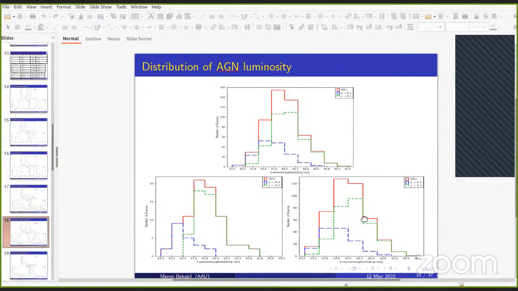So this one is for LINERs. LINERs show us the same as the AGNs. Most of them have luminosities around 44 erg per second. This one is for low redshift ranges.